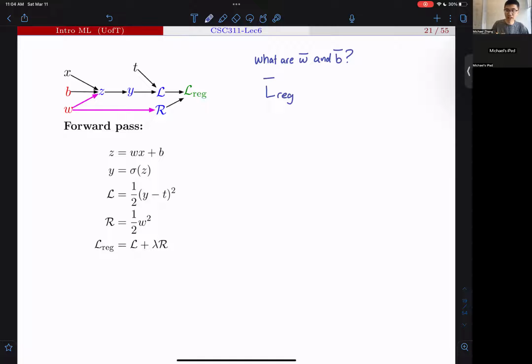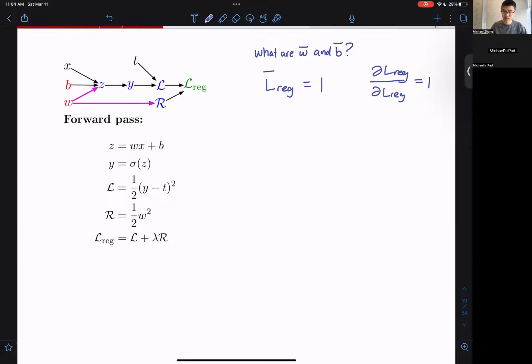And this is the final regularized loss where we're trying to optimize for this particular problem. By definition, and this is the base case we use for all our problems in general, LReg bar is going to equal 1. And what that means is the gradient of the regularized loss with respect to the value of the regularized loss is equal to 1. That's true just by definition, because if you increase the regularized loss by a small amount, it's increasing by that amount. So the slope is equal to 1. So that's our base case.